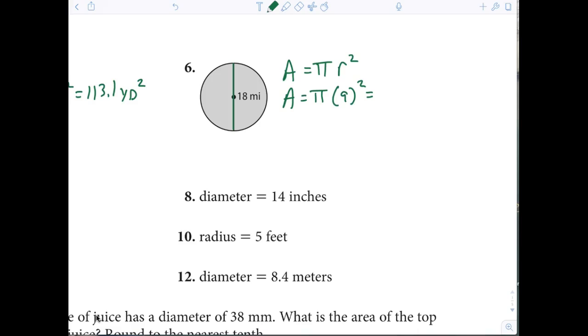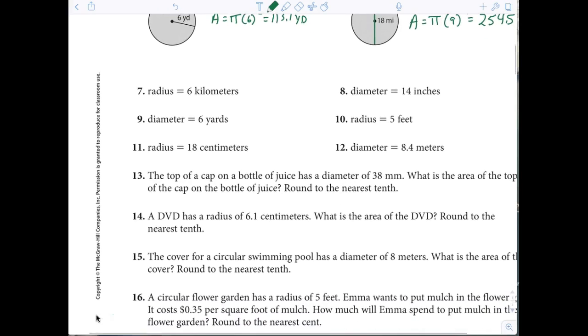Somebody tell me what the answer is for number 6. 254 point what? 5 miles squared. Okay.